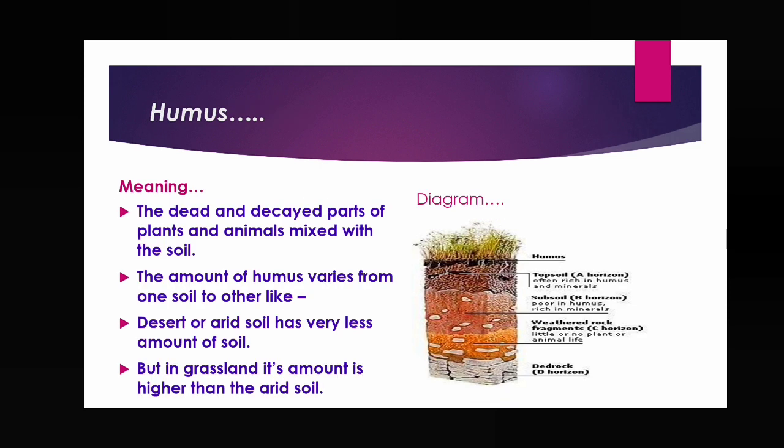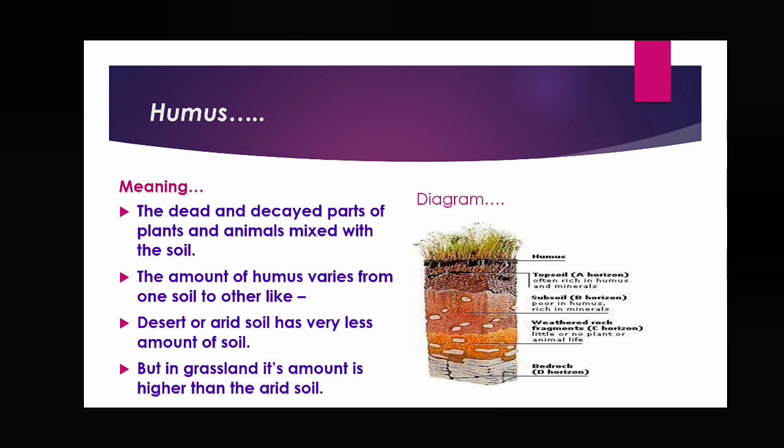Now come to the next, humus. What is humus? I already told you, just take a look. Humus means the dead and decayed bodies, these dead bodies are decomposed and mixed with the soil, that is called humus. The amount of humus varies from one soil to another, because it depends on the availability and growth of plants and animals.